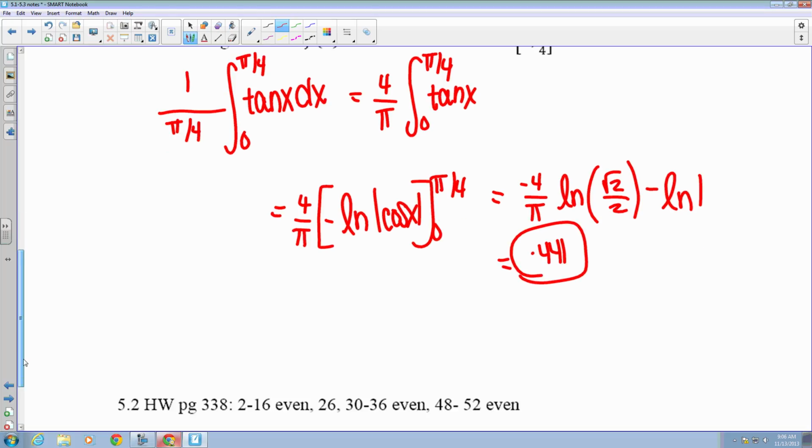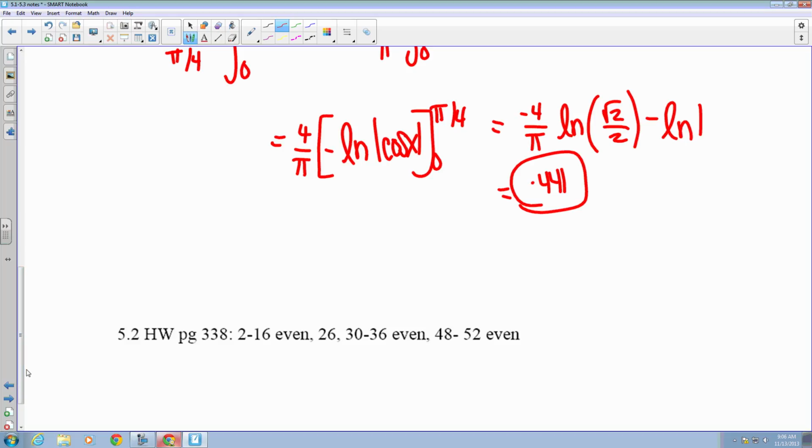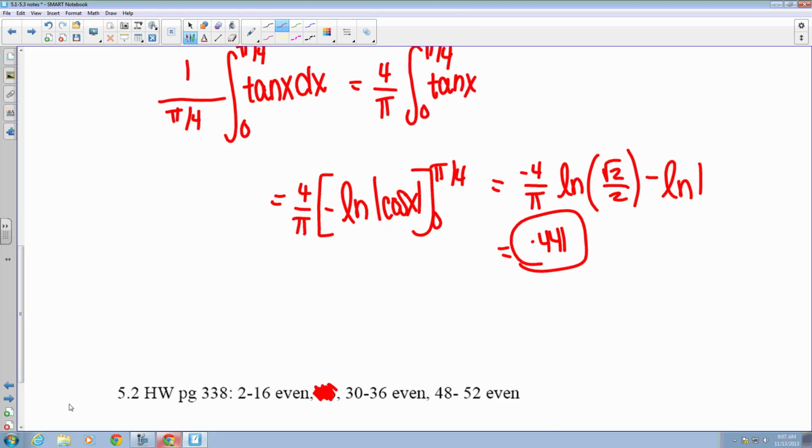Okay, so in this section, just skip number 26. Other than that, that was section 2 on taking the integral of natural log functions.